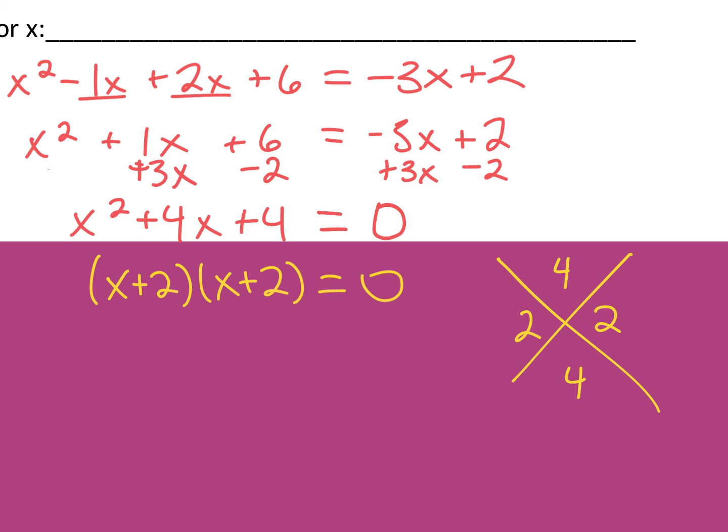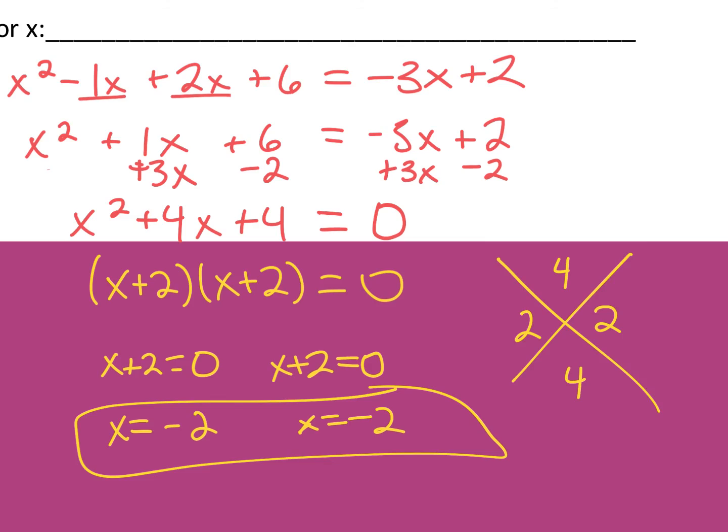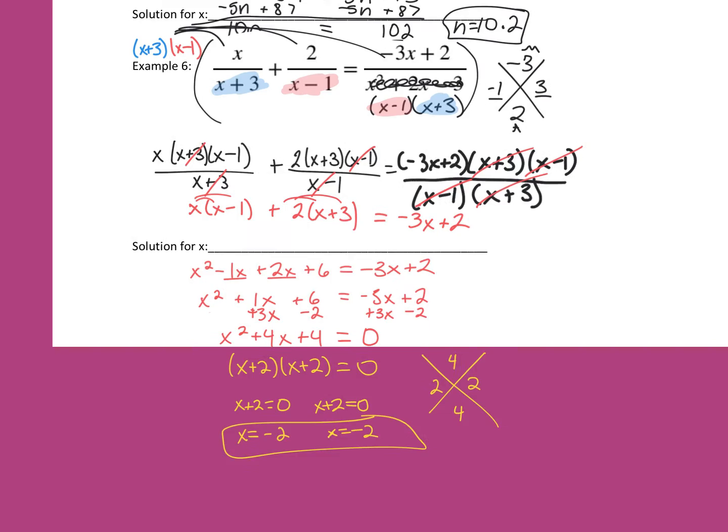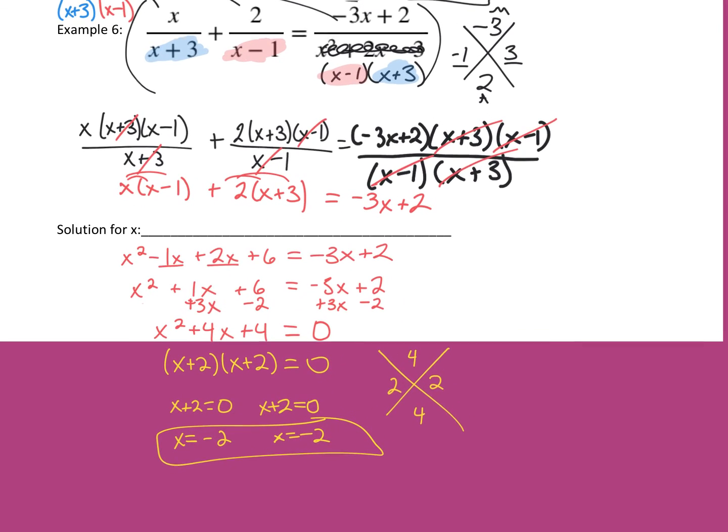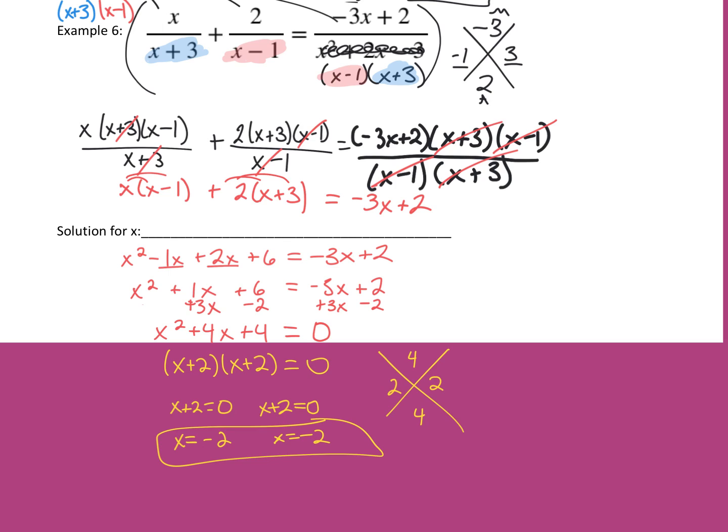That's okay. And then last but not least, we set each one equal to 0. And the first answer is going to be negative 2, and the other one is going to be negative 2. Yep, they're both going to be negative 2. Cool. And then we go up and we double check that one, make sure it's not extraneous, and it's not. So those are my answers, and we're good. Questions on that? Nada. Cool.